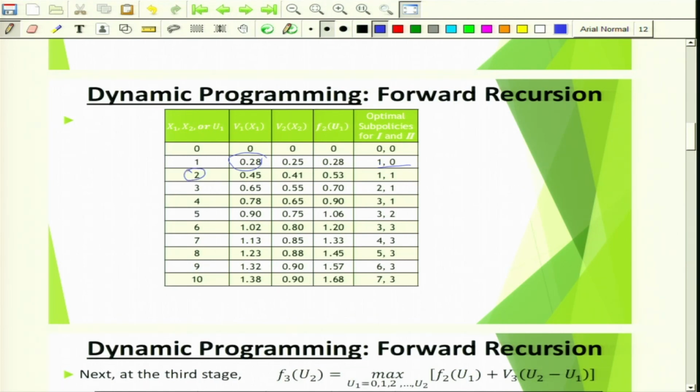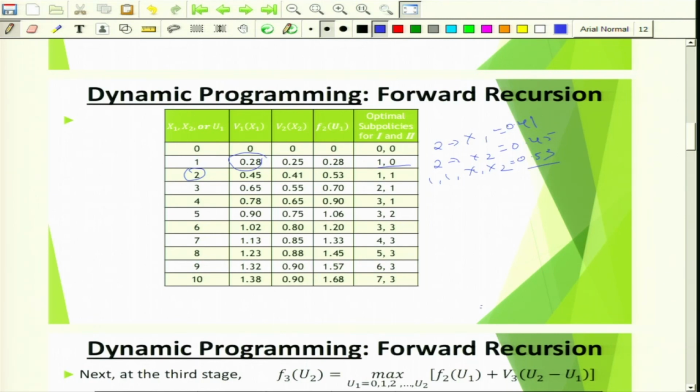Let's say you have 2 units to invest. Then the possible combinations are: you completely invest 2 units in venture x1, or a total of 2 units in venture x2, or 1 each in x1 and x2. If you invest a total of 2 units in x2 only, you will get 0.41, as the table indicates. If you invest a total of 2 in x1, you will get 0.45. But if you invest in x1 and x2, it comes out to be 0.53.